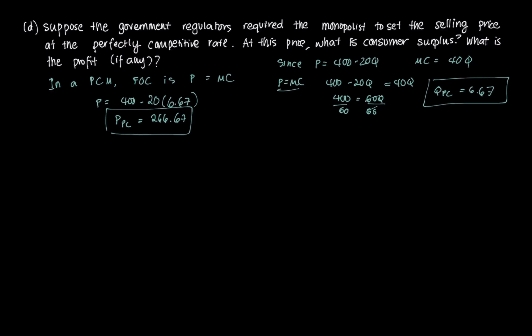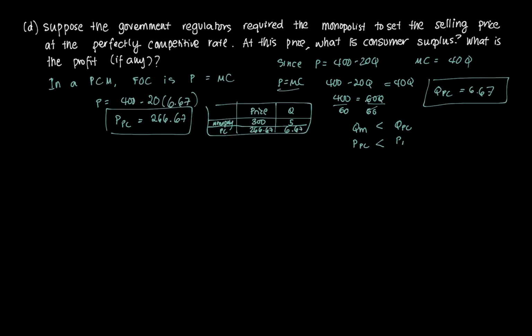If we try and draw a simple comparison, say I'm going to create this sort of table here, and we have a monopoly, and then we have a perfectly competitive market. The price in a perfectly competitive market is 266.67, and then the quantity is 6.67. In a monopoly, the price was 300 and the quantity was 5. So you'll notice that we can verify what we've been talking about in theory, and that is Q_M is essentially lower than Q_PC. So the perfectly competitive market will supply more, and the perfectly competitive market price is less than the monopolist's price. Those are things in theory that we should take note.